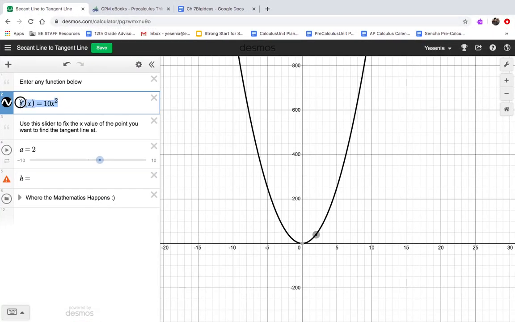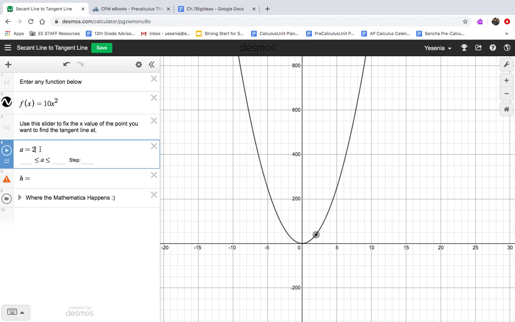This is a cool tool that I'm going to go ahead and also put in the Google Classroom so you could play with it too. So 10t squared, in order to use this tool, I had to put it as 10x squared, but it represents the same thing, where this right here is distance and this right here will be time. Now the A for this tool basically is what point am I looking at.